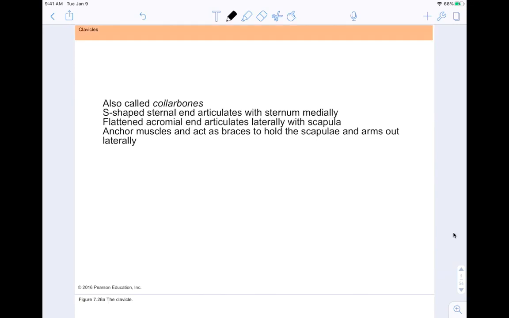Okay, so we're going to talk about the clavicles. The clavicles are your collarbones. The S-shaped sternal end is going to articulate with the sternum. The sternal end meets up with the sternum. And then the flattened acromial end is going to articulate laterally with your scapula, or your shoulder blades. So these are going to help to anchor muscles and act as little braces to hold your scapula and your arms out laterally, and it allows for a lot of mobility.